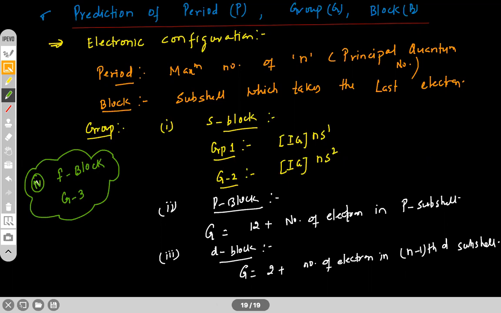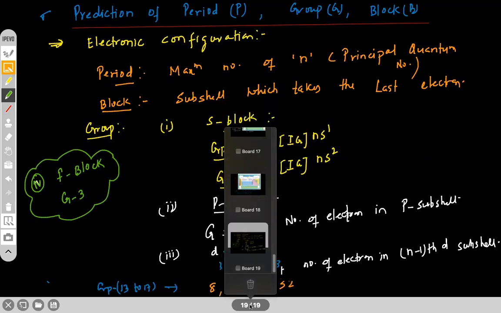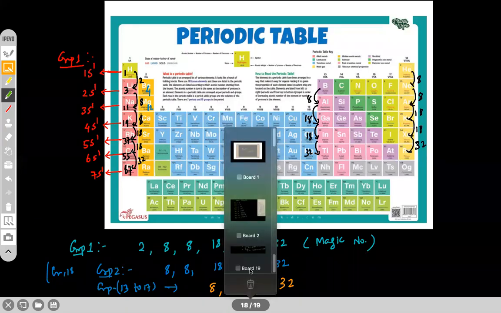Let's see the periodic table once, you will get it. In this periodic table, you see the F block is here. It is in the third group. These two are F block, which is written over here. Both belong to group 3. So F block is always the third group.